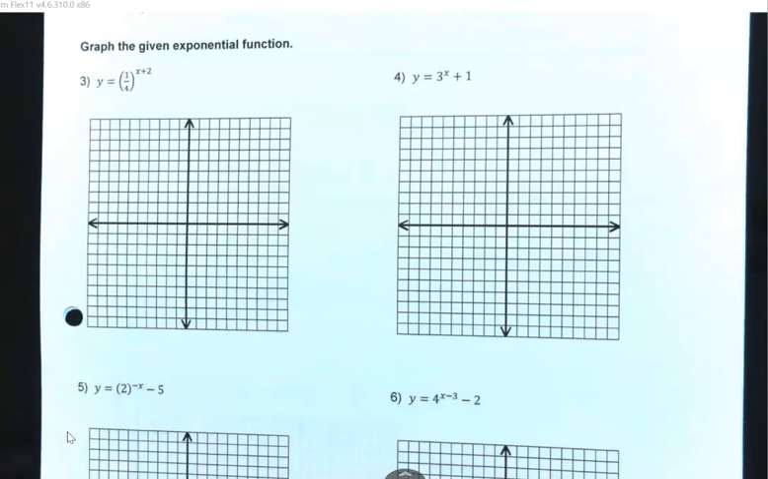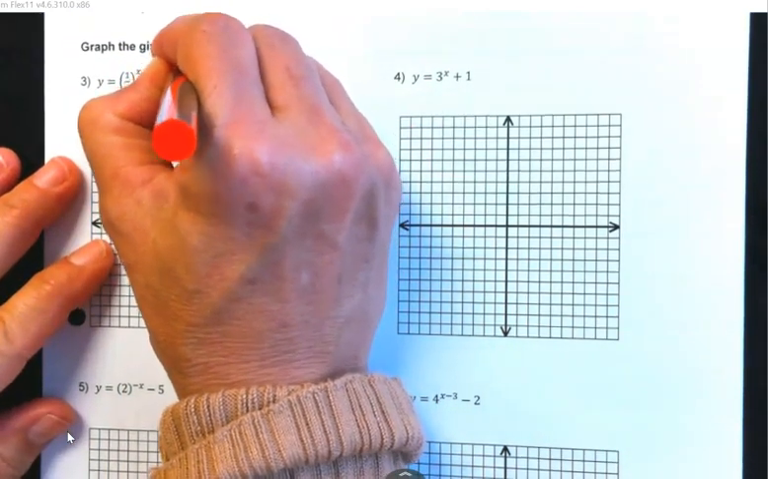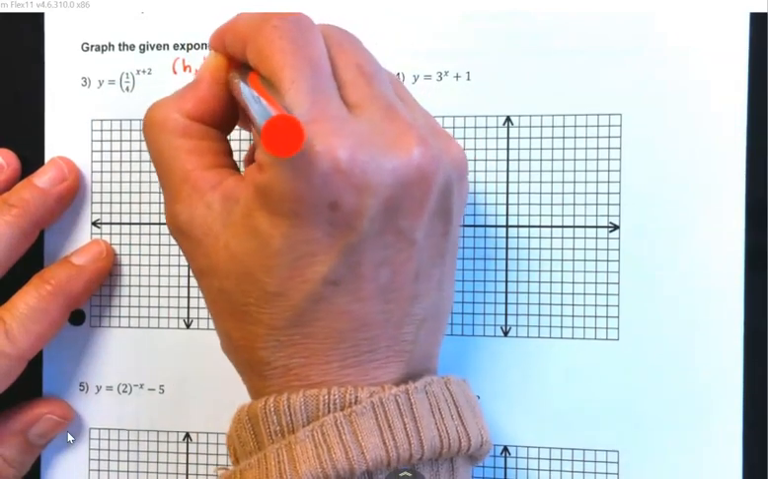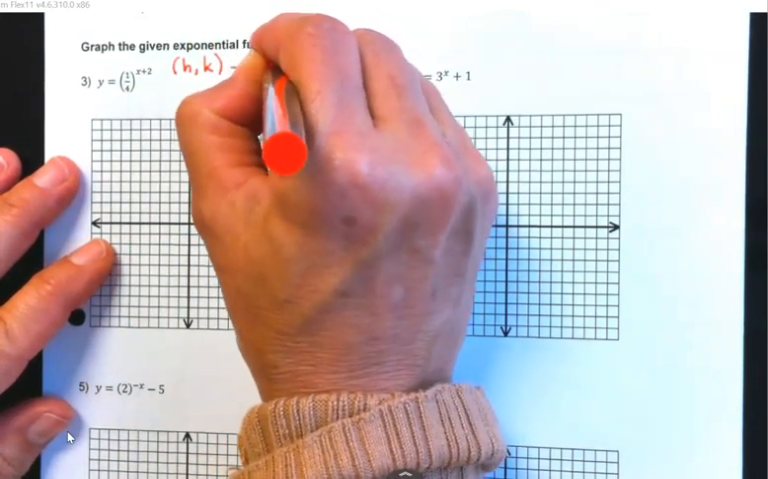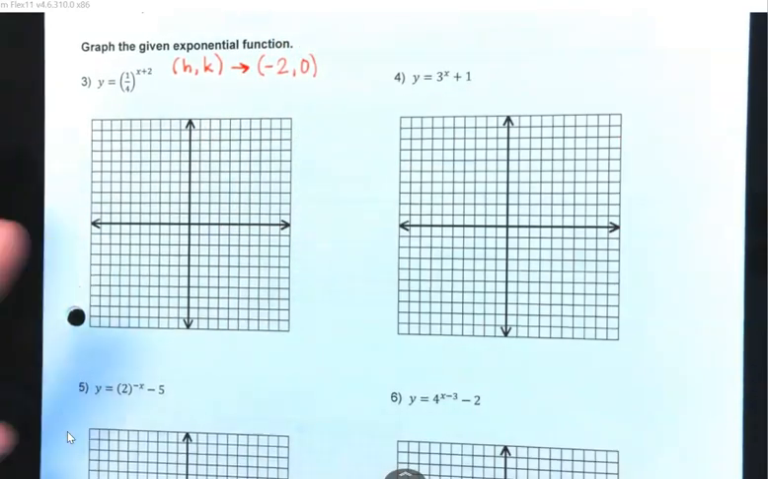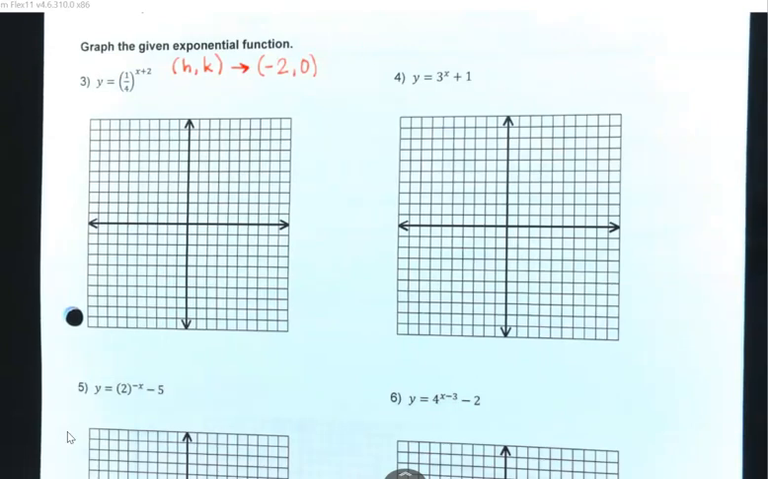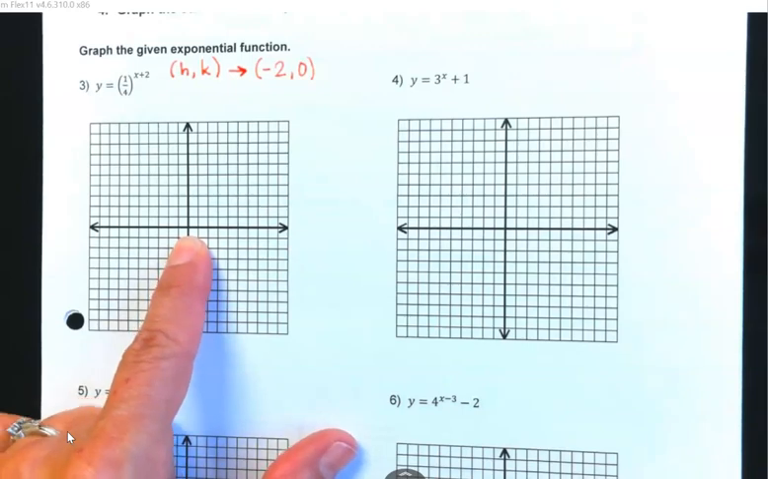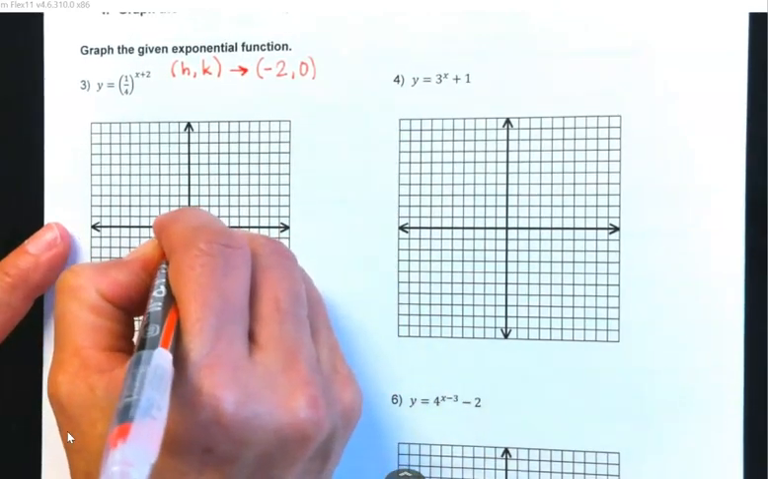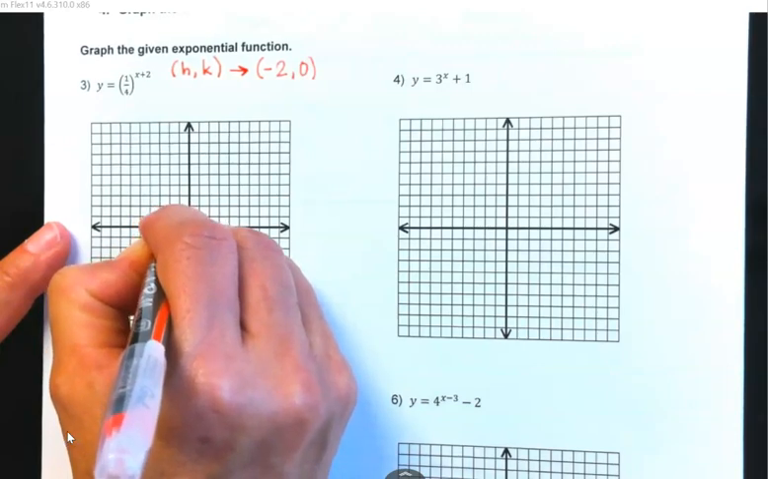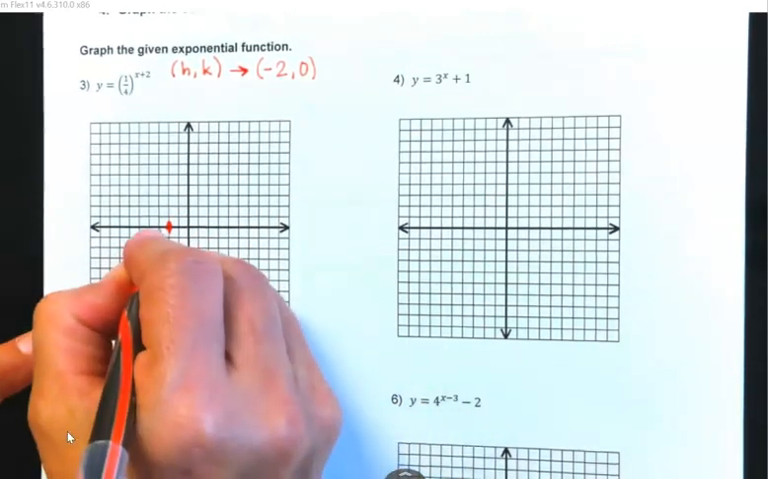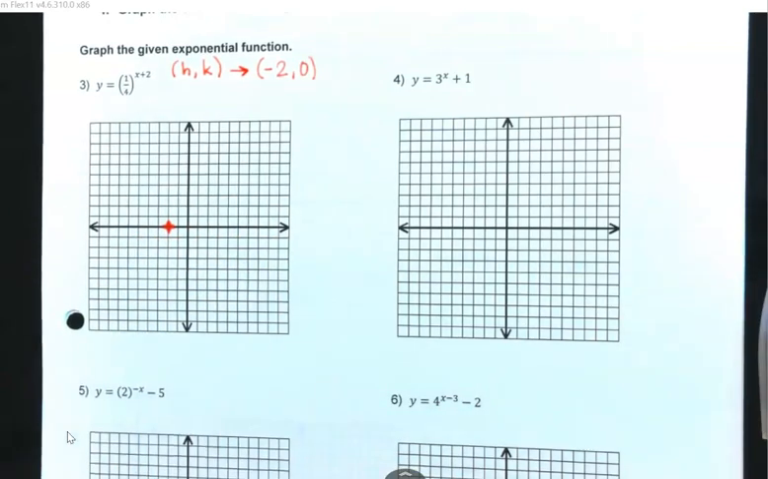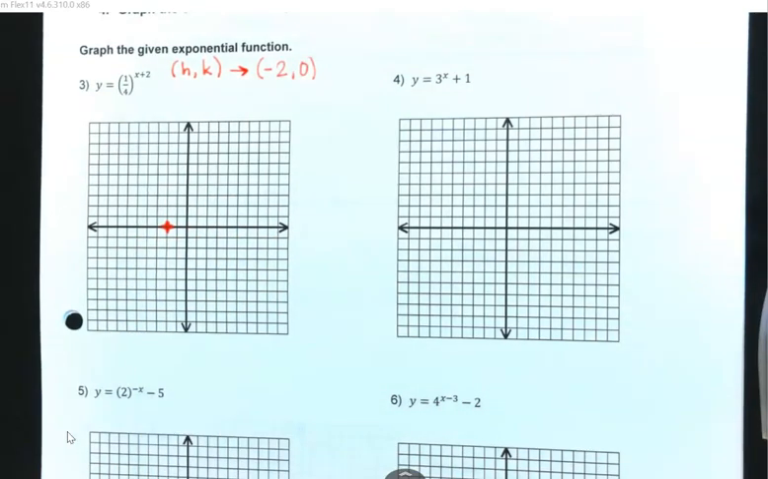Let's address the horizontal translation. We need to find HK. HK for this problem is -2, 0. Remember, the H is always opposite. That is where the graph is going to start. We are not going to plot ordered pairs from the origin like we did on the front. We're going to plot from that little point right there. So, guys, HK is like your new origin. Always plot HK because that's the new place to start.